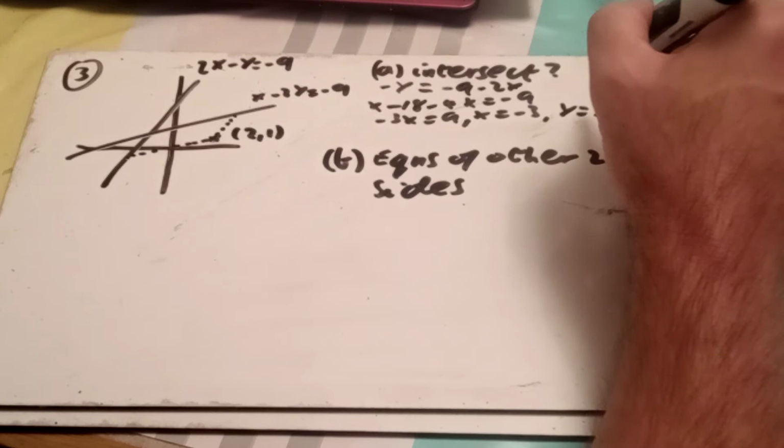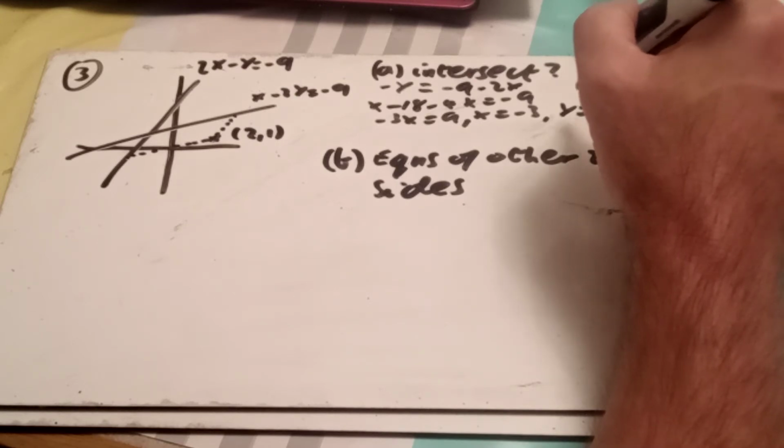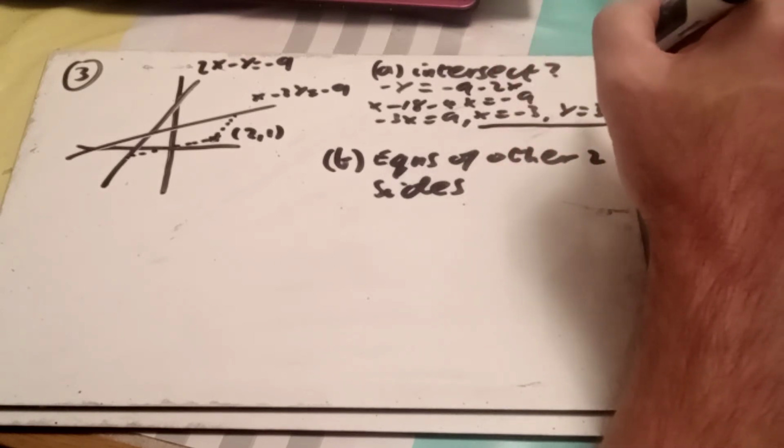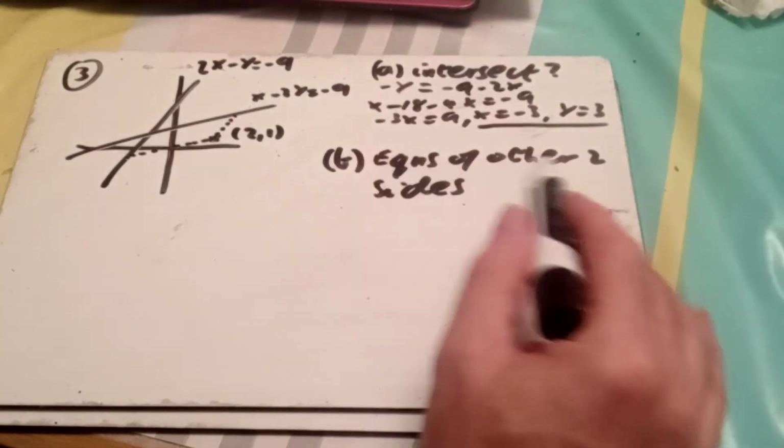Check it in both of them. Let's have a look now. Minus 6 minus 3 is minus 9, so it satisfies both of them. That is the common point there. The equation of the other two sides.